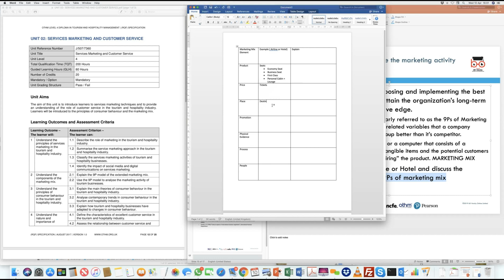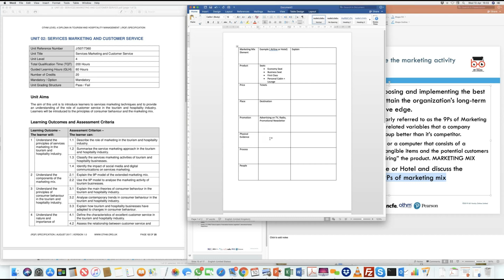Place could be a destination that you're flying to in that context. Promotion could be when you see them advertising on TV, or say, for example, radio, or you have some sort of promotional newsletters, things like that through social media, and that is what you will explain here.